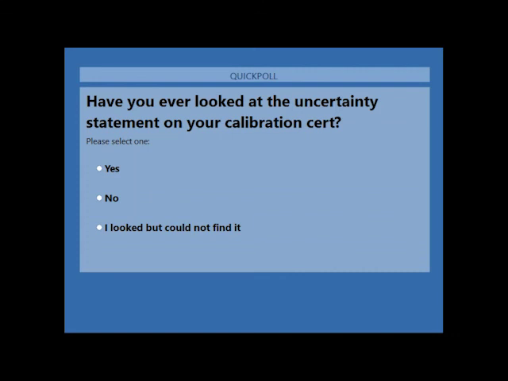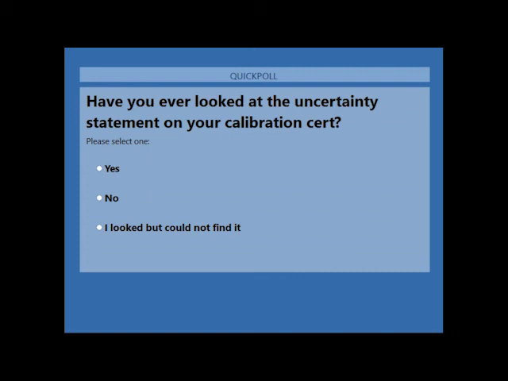And I think, Michael, if they look for it and can't find it, that probably means it's not an accredited calibration. Is that true? Quite often that is very true. For a large percentage of labs, they don't report uncertainty on the non-accredited calibrations. In order to get the uncertainty statement there, you need to move up into their accredited calibration offering. So if it's not there, it's typically just the non-accredited calibration.